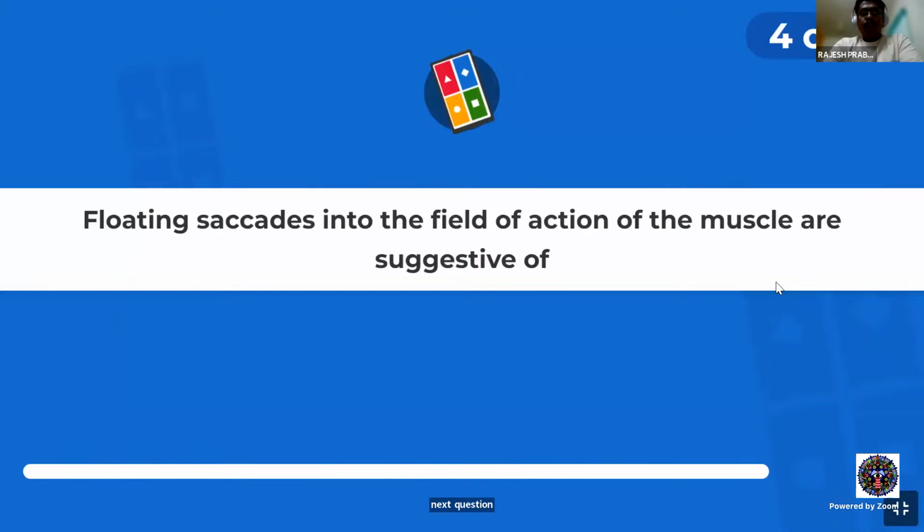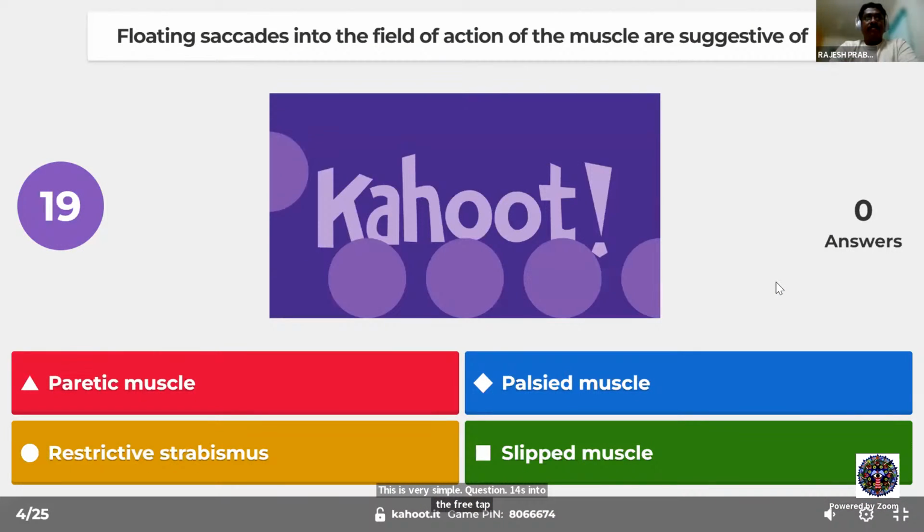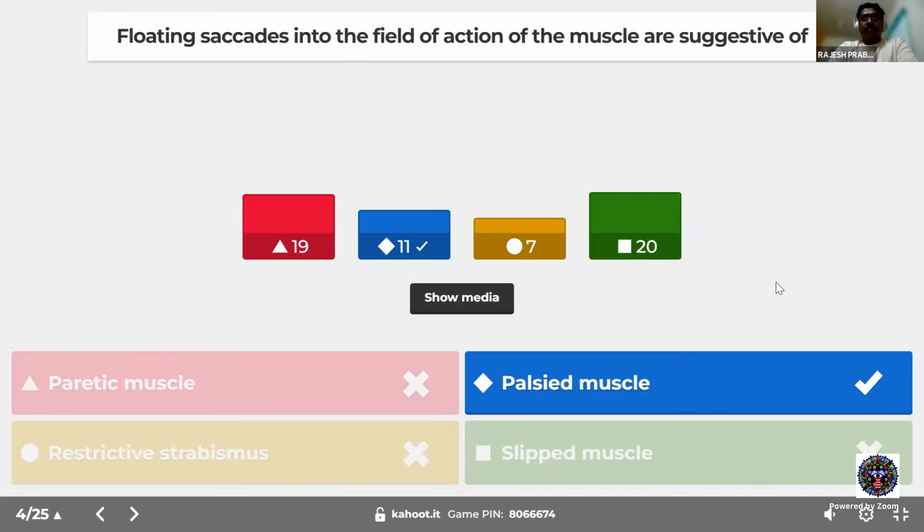This is a very simple question. Floating saccades into the field of action of the muscles are suggestive of paretic muscle, palsied muscle, restrictive strabismus, or a slip muscle. Mixed answers, and 19 have answered as paretic and 20 have answered as slip muscle.